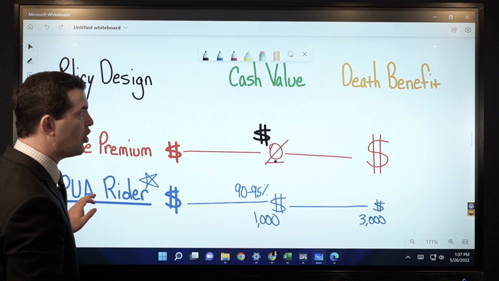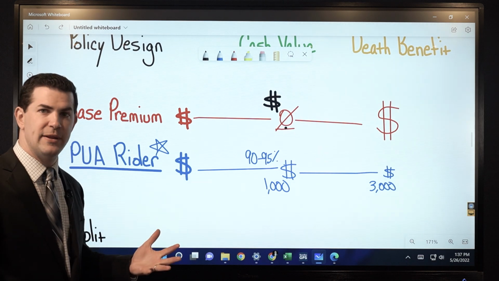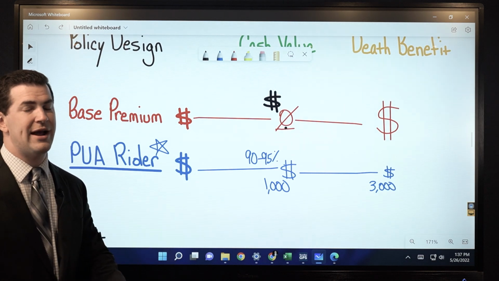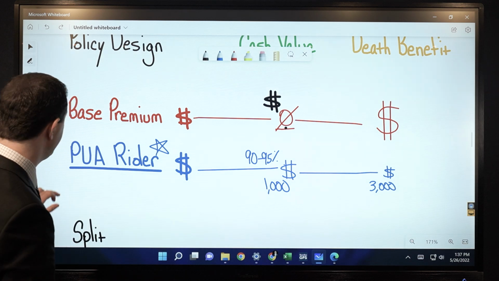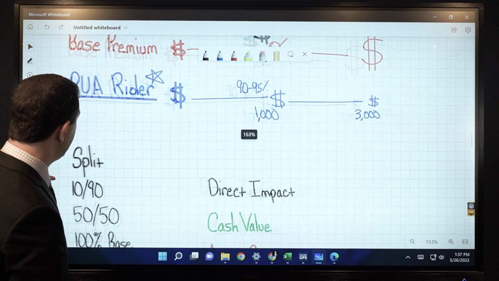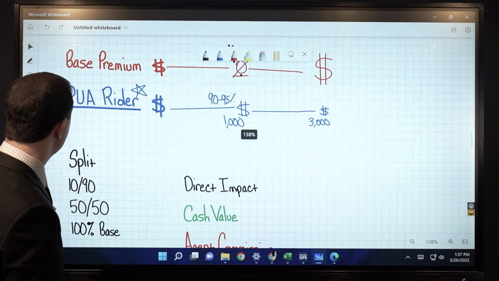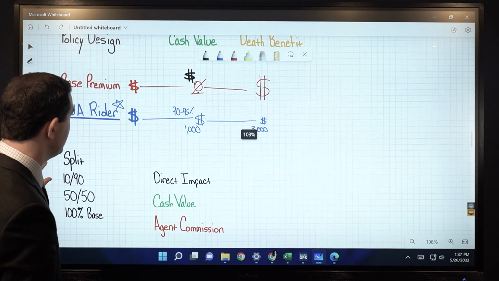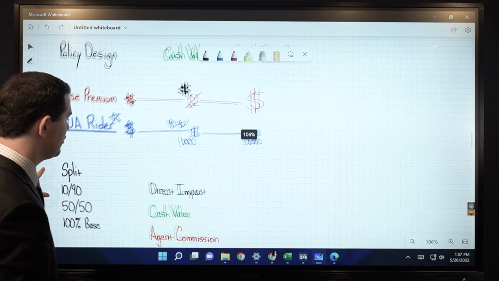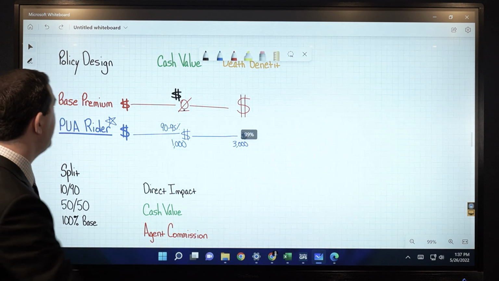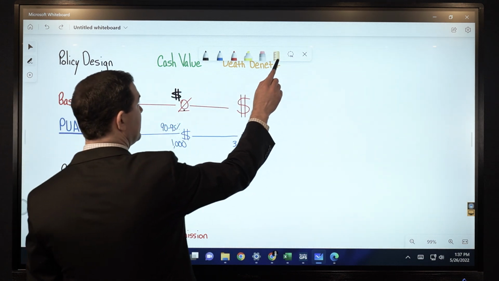So limits are the key. I've got insurance company limits, then I've also got IRS limits. That has to do with the MEC limit. But when we look at policy design, we often talk about splits, right? We have videos on our channel. If you just search split study, you'll see them pop up. But let's take a look here.